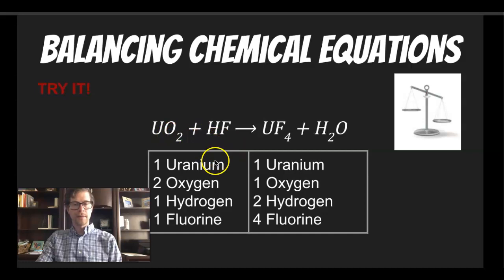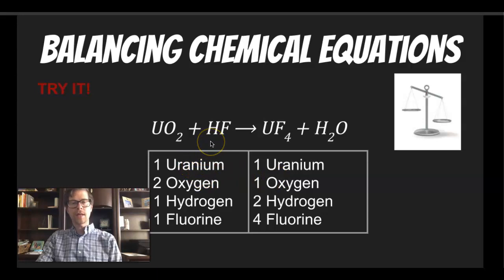We've got uranium, so that's the U, and we've got 1 on the left, 1 on the right. We've got oxygen, we've got 1, 2 here, and only 1 there. Hydrogen, we've got 1 here and 1, 2 here. And then the fluorine, we've got 1 on the left and 4 on the right. So we need all these numbers to match up back and forth. So what should we do?